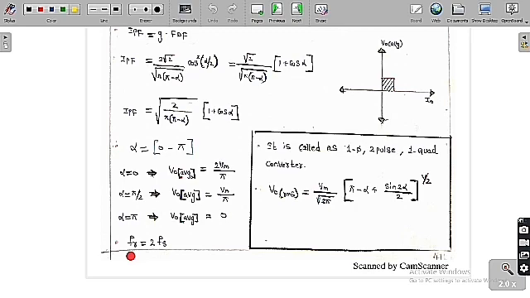I have also already told you the ripple frequency is equal to the number of pulses into the supply frequency. As there are two pulses in the output voltage waveform, the fundamental frequency of the output waveform, or the ripple frequency, is equal to twice the supply frequency.